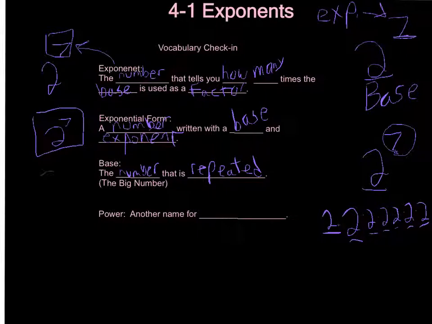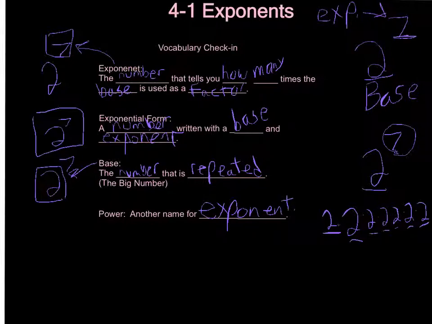I also wrote the big number. For example, 2 to the 7th, the 2 is the base. By big number, I mean it's written larger than the others. It's not necessarily worth more, it's just written in a larger font. Power is another name for an exponent. There's some debate that it also means something else, but for now we're going to use this definition.